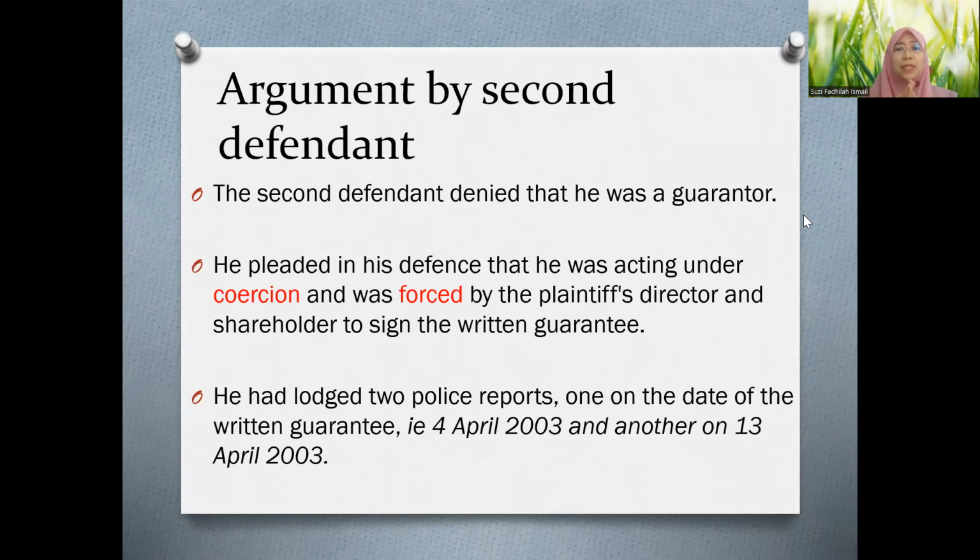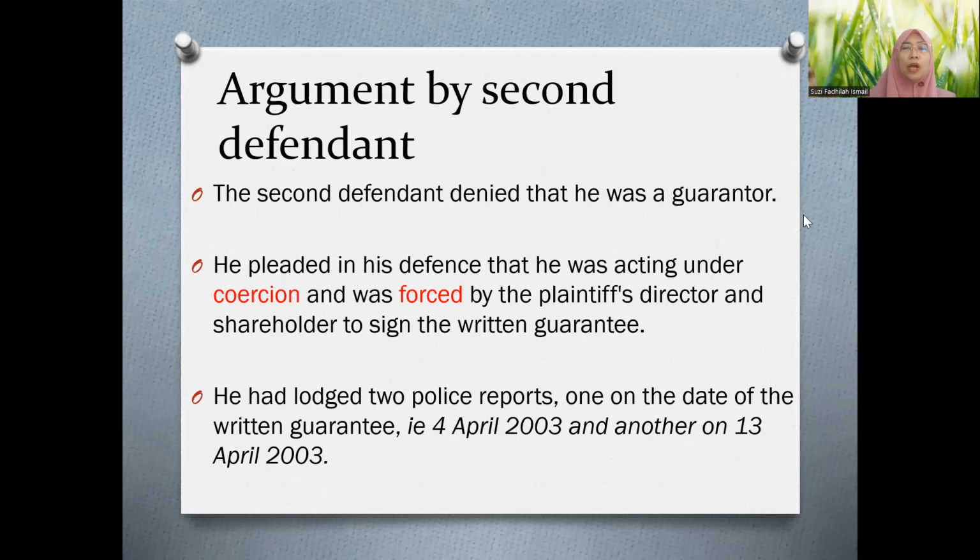He pleaded in his defense, when the case was brought to the court and he was being sued by the plaintiff here, that he was acting under coercion. He doesn't want to be the guarantor, but he was coerced to be the guarantor. So he was forced by the plaintiff's director and shareholder, because the plaintiff is the company, to sign the written guarantee. The important thing is that in order to prove the claim of coercion, it has to be proved strongly.